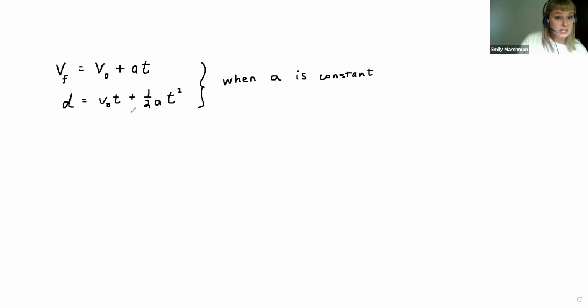Chapter 3 is still applying these two equations to describe the motion of an object, except now the object is falling and it's under the influence of gravity. So we're just going to apply these two equations to an object that is accelerating under the influence of gravity. So let's think about the simplest case first. Let's just suppose I drop an object from the top of a building.